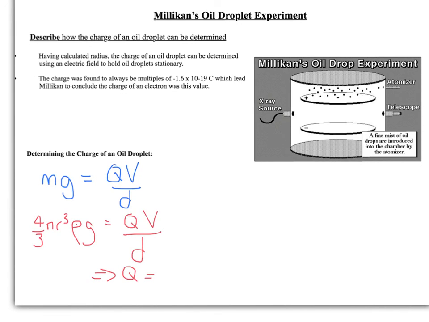So we do a bit of juggling: Q equals 4/3 pi r cubed times density times g times d, all over the potential difference, which causes the two forces to be balanced. The key outcome here is that this Q is found to be always multiples of minus 1.6 times 10 to the minus 19 coulombs. The thing to know is that this ionization knocks off a quantized number of electrons, because you can't remove half an electron; you have to remove or add a whole electron. Because that's quantized, the fact that the number was always a multiple of minus 1.6 times 10 to the minus 19 means that the charge of an electron must be that value, given those two conditions.